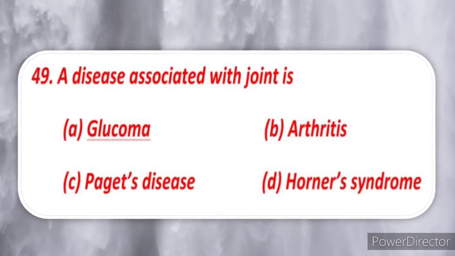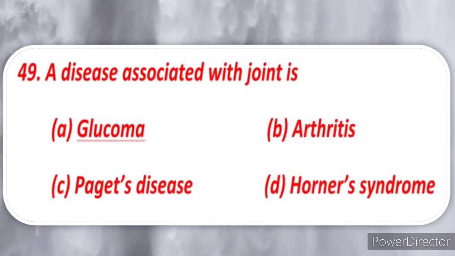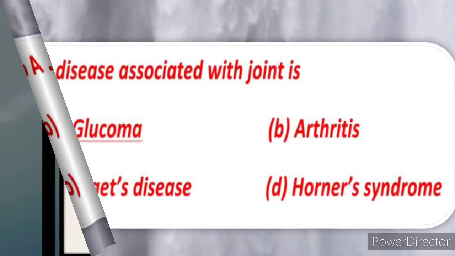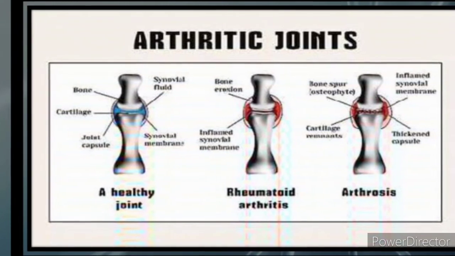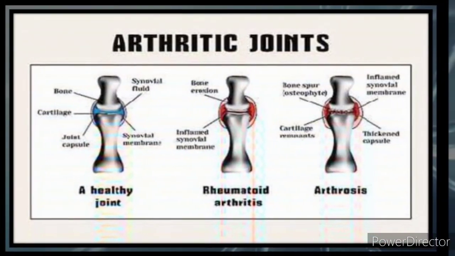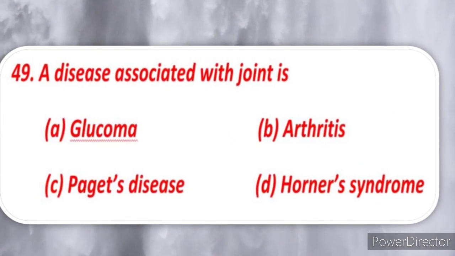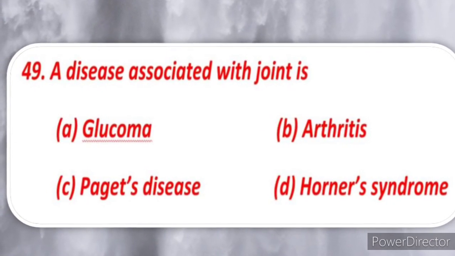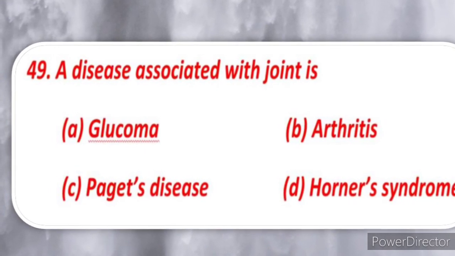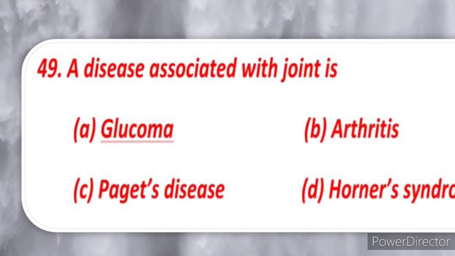Question number 49. A disease associated with joint is dash. The answer is option B, arthritis. Arthritis is a disease associated with the joint. It is the inflammation of one or more joints causing pain and stiffness. What about the other options? Option 1, glaucoma, is a disease associated with the eye. Paget's disease is a disease associated with bone. Horner syndrome is a disease associated with nerve. So the disease associated with the joint as per the question is option B, arthritis.